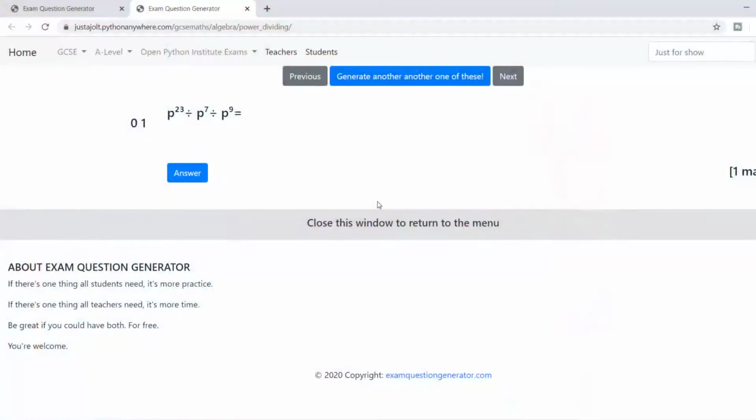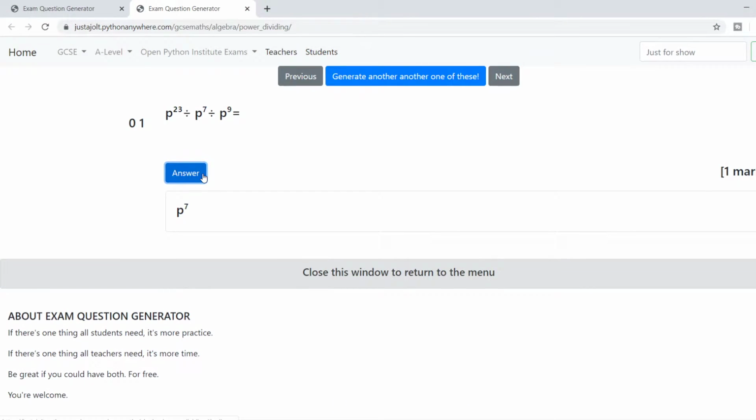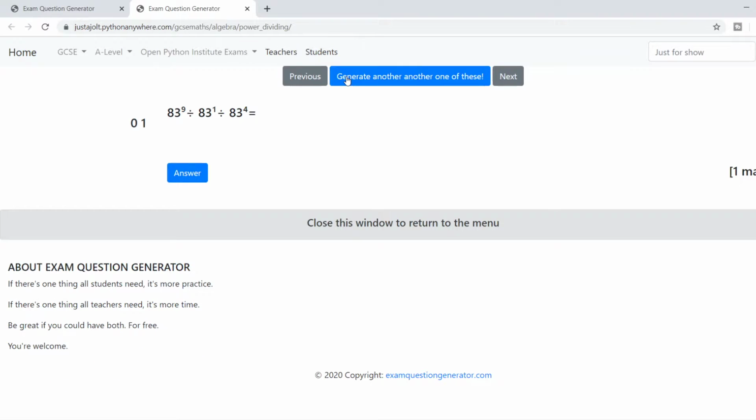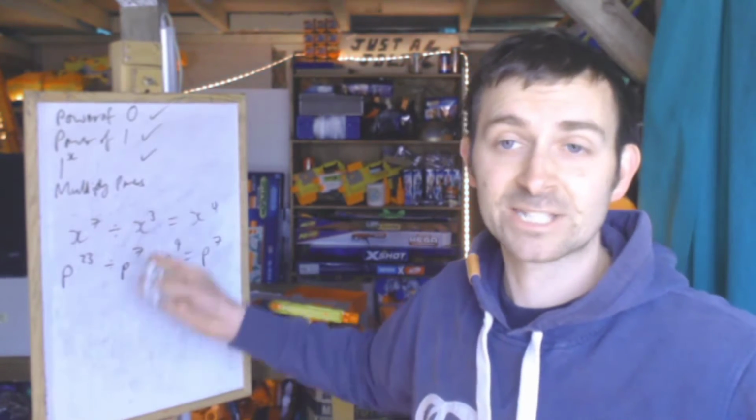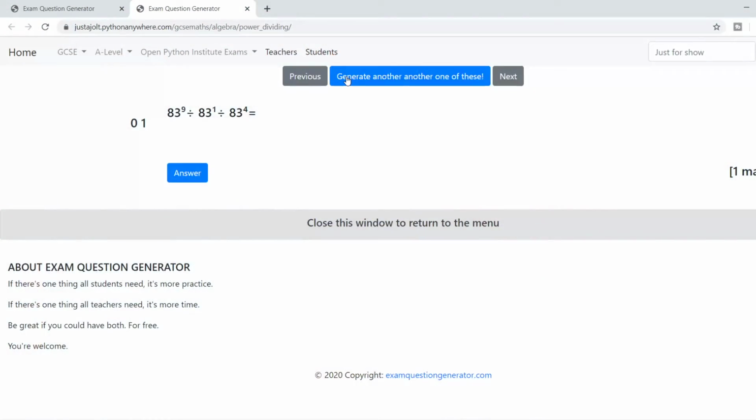So let's have a look at the answers. Check the answer here. There we go, we've got p to the power of 7. Let's do another one. So now we've got 83. And again, there's nothing stopping you: if you've actually got a number there, you can work it out. P is not a number that we can work out, so let's not bother.